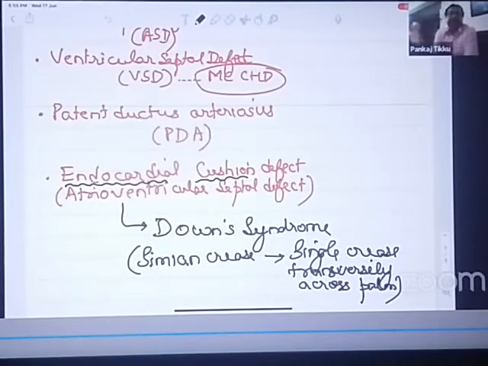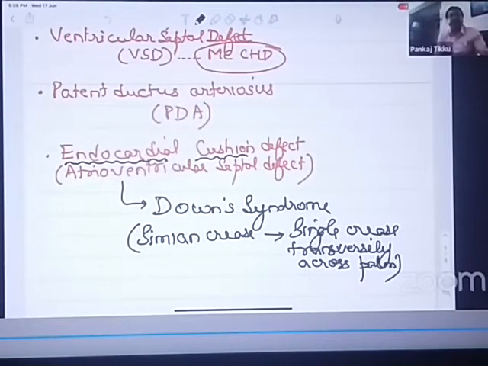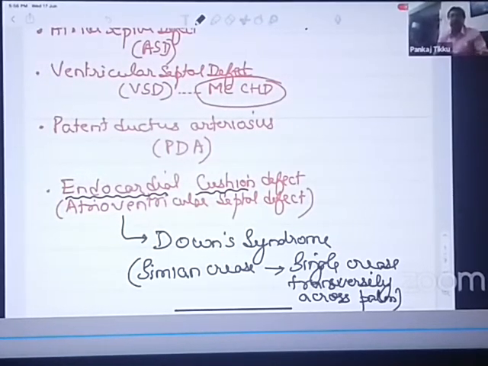So I remember yesterday when I was seeing the FMG questions, there was a picture of a child's hand in which there was a single crease which was seen running across the palm. They asked which congenital heart defect is commonly associated with this child. So if there is a single simian crease present, you should think of Down syndrome. And which congenital heart defect is most commonly associated with Down syndrome? Answer, endocardial cushion defects.